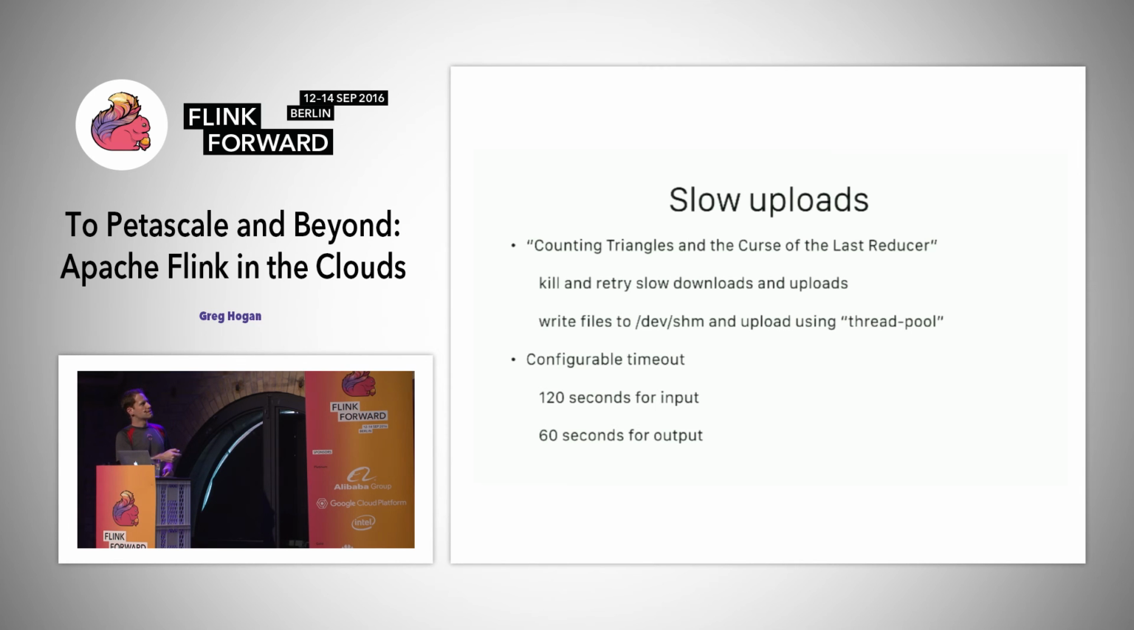And the last limitation was on these slow uploads. People have talked about it, the curse of the last reducer. And the answer here was, if it takes more than 120 seconds to download a file or 60 seconds to upload a file, we terminate that thread and retry it. So to do that, though, we have to persist our data and also limit the number of files that we're uploading. And it was fascinating. So when the first task manager finished, the job was 99% done. I was actually starting to get worried that the job was going to fail somehow.